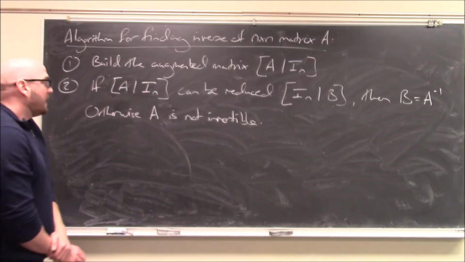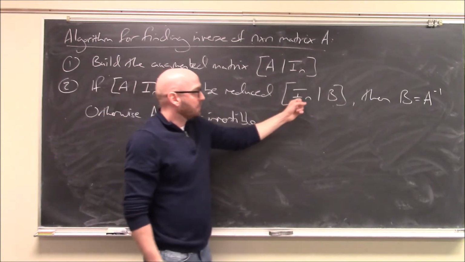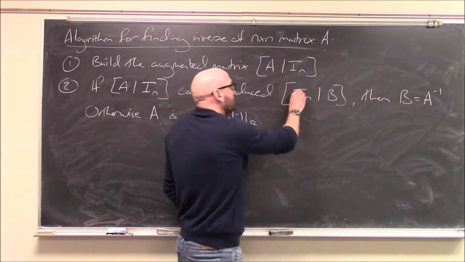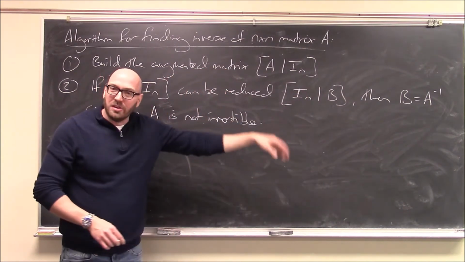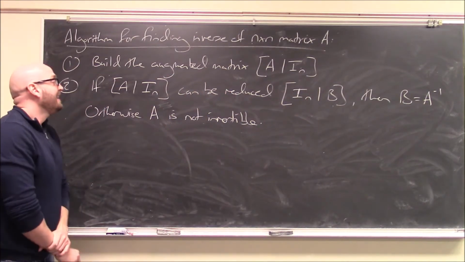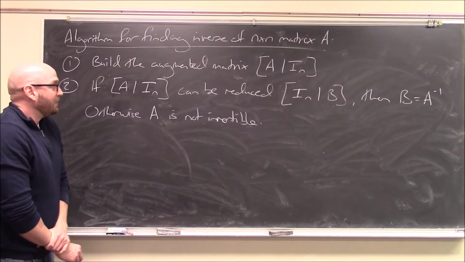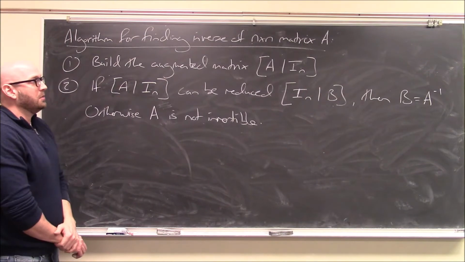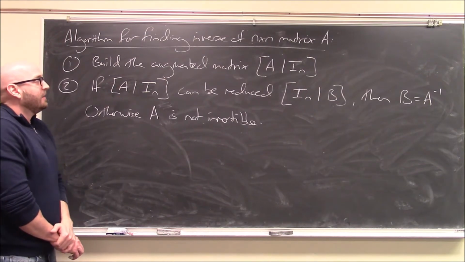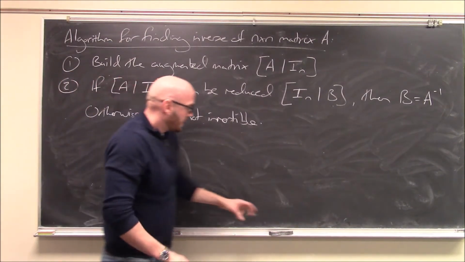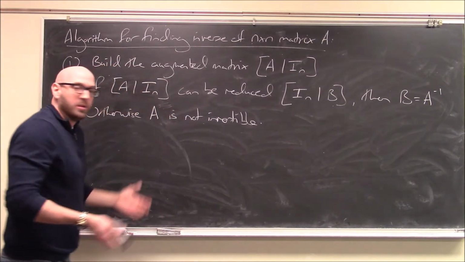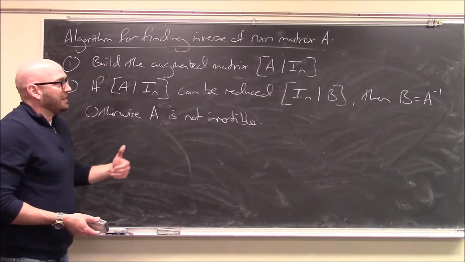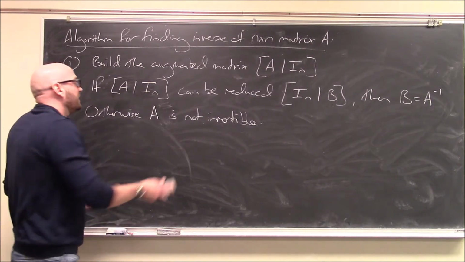And if not, if you can't do this, when you put it in reduced form, you don't end up with the n by n identity matrix over here. Maybe you have a row of all zeros or something. So you put it in reduced form and it doesn't look like that, then A is not invertible. It's a singular matrix and no inverse exists. So that's the whole algorithm. I'll do just one example. If you want to see more, there's more in the textbook, but it's the same algorithm every time. So I'll just do one example with a 3 by 3.